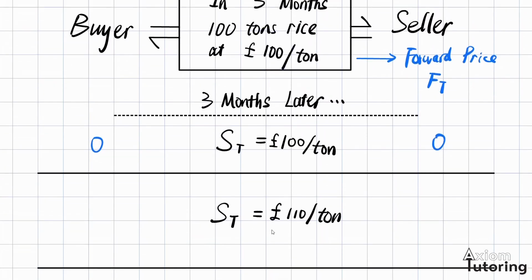And the amount of gain is going to be 110 minus 100 multiplied by 100 tons, which is the size of the contract here. Okay, so that gives you £1,000. And that's the gain for the buyer.